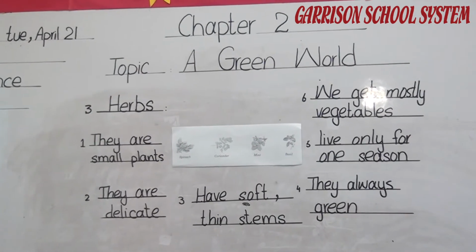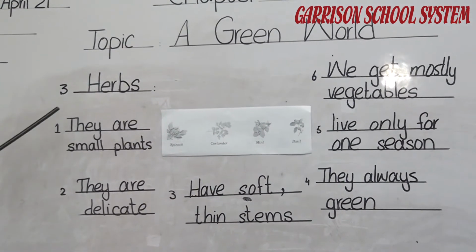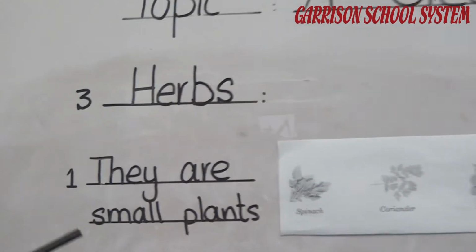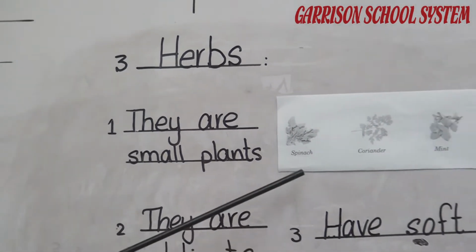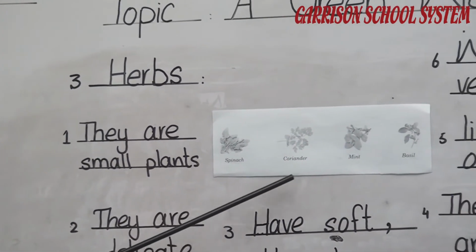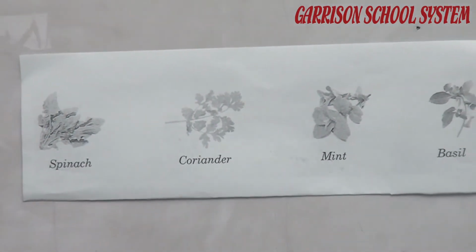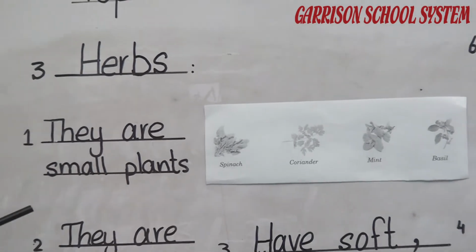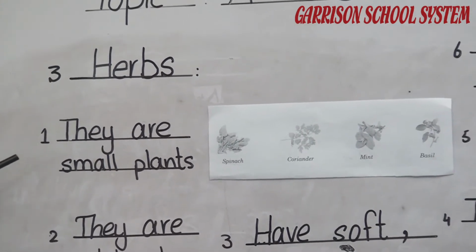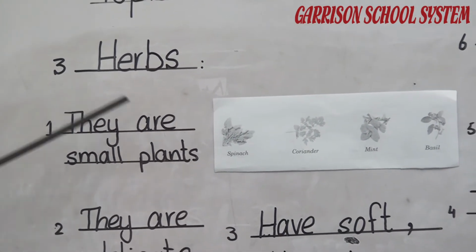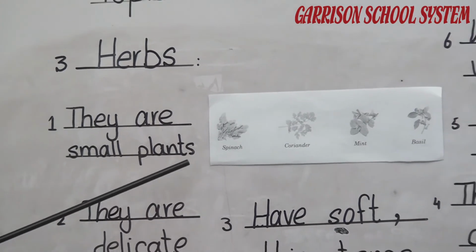Now we come to the third type of plant, that is called herbs. You can see the different types of herbs here, like spinach, coriander, mint, basil. Now how do we recognize the herbs? Number 1 point, they are small plants. Herbs are also small. You can see the difference.